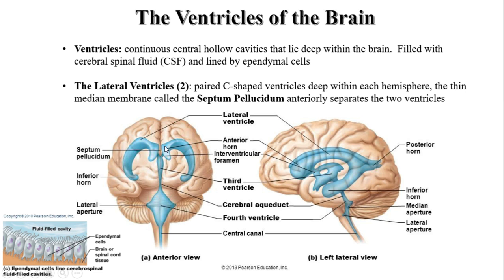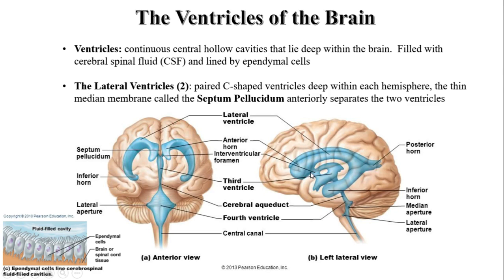We're going to see that there's a little bit of a division here, in which they're not continuous with one another, but are divided through a very thin median membrane. It's called the septum pellucidum. Whenever you see septum, it means wall, so that's an indication that you're seeing some kind of a wall there. The septum pellucidum, only anteriorly in this portion, divides those lateral ventricles.